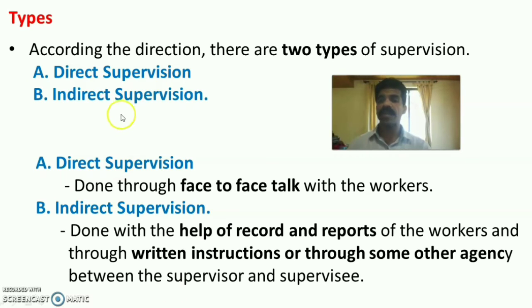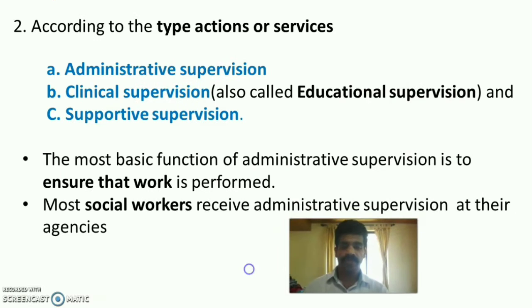So the first type is according to the direction of supervision: direct supervision and indirect supervision. The second type is according to the type of actions or services of the employees. Supervision can be classified into administrative supervision, clinical supervision and supportive supervision. Clinical supervision is also called educational supervision.